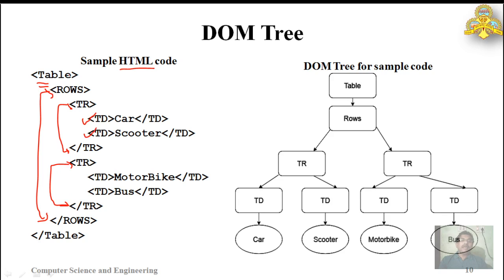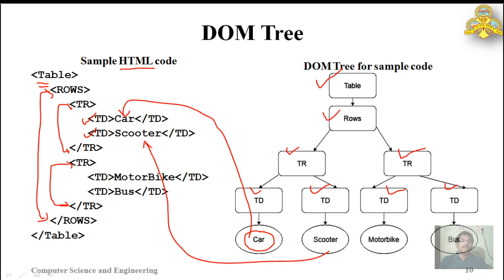These are internally represented by the browser as DOM, the document object model. So the table contains rows, the rows contain two tr elements, and every tr contains two data cell tags. Here is the actual value contained within the element, that is car. Likewise scooter is here, and also motorbike is here.